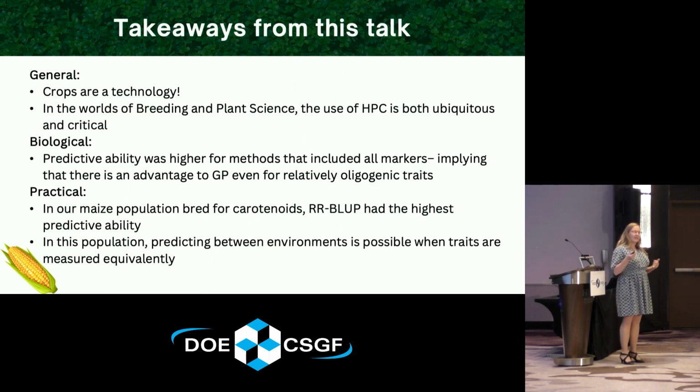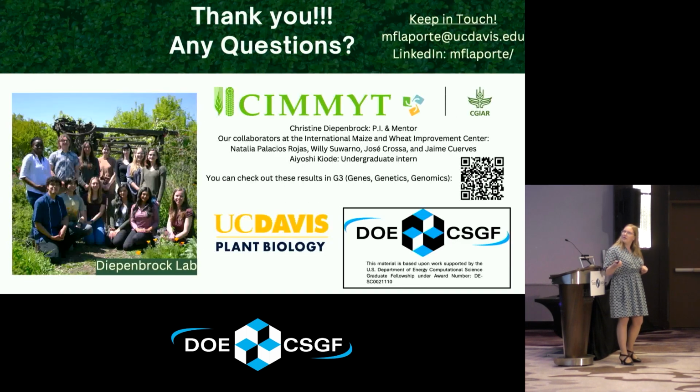So the main takeaways from this talk are that crops are a technology in general. In the worlds of plant breeding and plant sciences, HPC is both critical and very widespread throughout our field. Biologically, the biggest finding from this was that predictive ability was actually higher for whole genome prediction than it was for prediction that only included genes of interest. And practically, if you're going to be doing one of these types of experiments, RR-BLEP is great, and it's good to measure things consistently. So thank you.